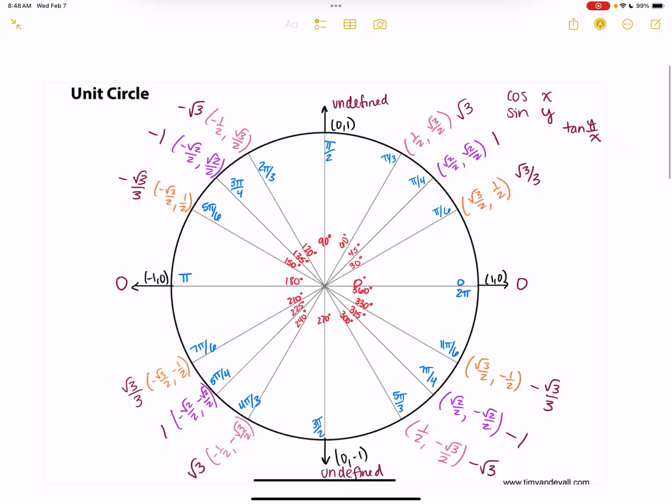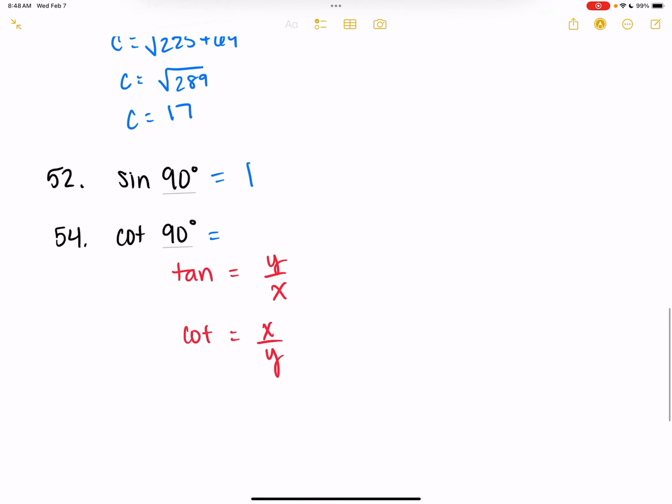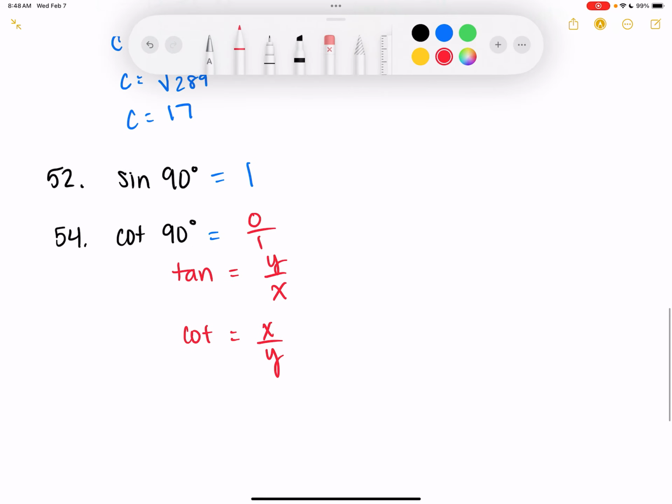So still at 90, x is 0, y is 1, so it's going to be 0 divided by 1. And 0 divided by 1 is what? 0.